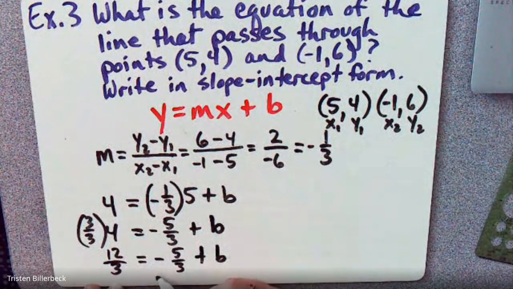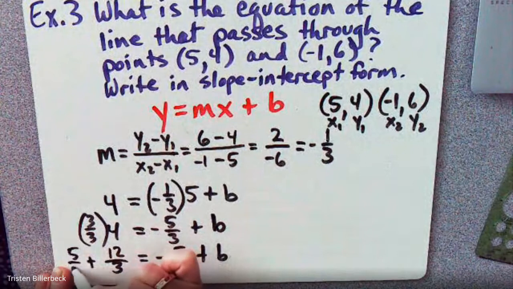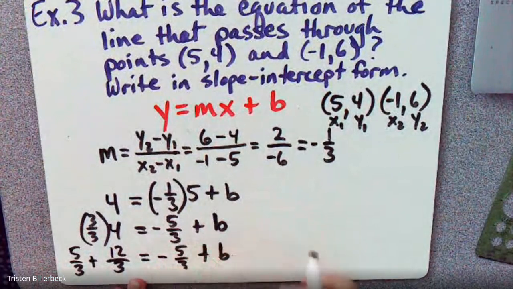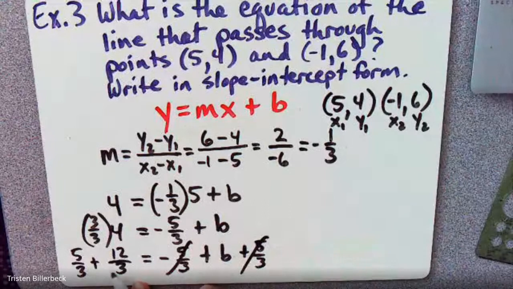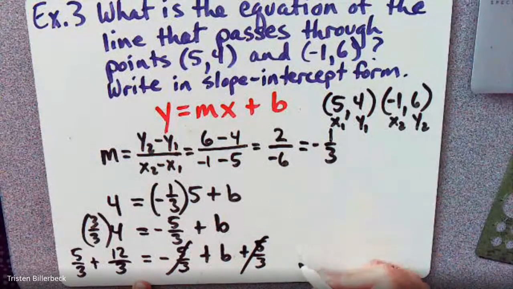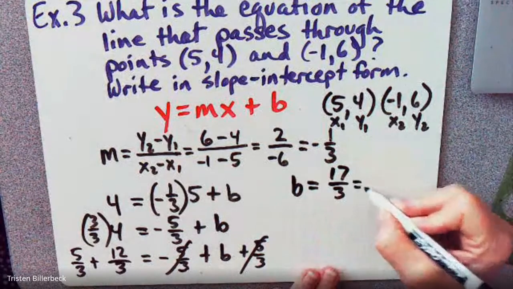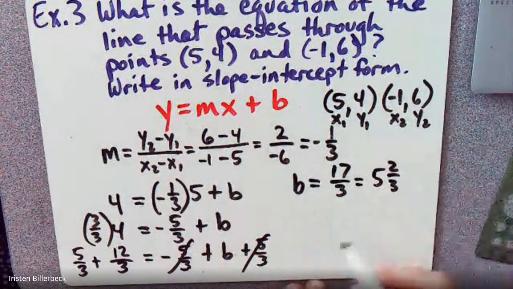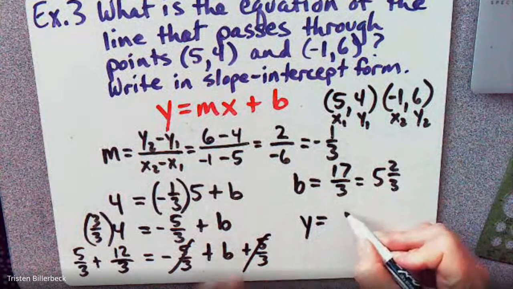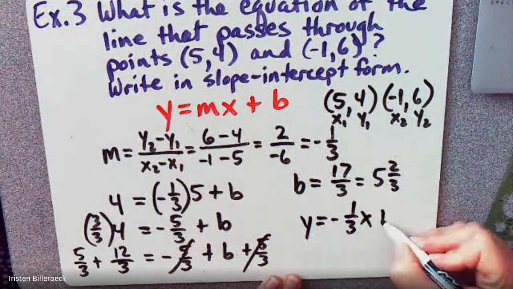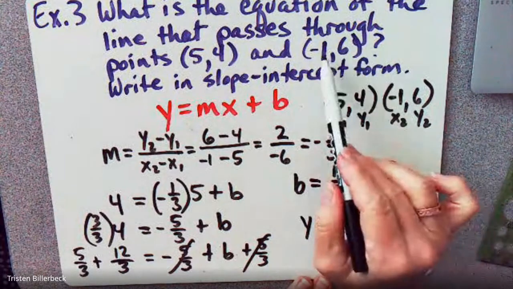Okay, and then I'm going to add 5/3 to both sides. I could probably add it better over here, so I'll do that. So I'll add 5/3 here. So these cancel, and then when I add that together, I get b equals 17/3, so that would be 5 2/3. So my equation then, I probably want to keep it as a fraction, so my equation then would be y equals -1/3 x plus 17/3. Now if that works pretty well, when I put in these points, I should get that.